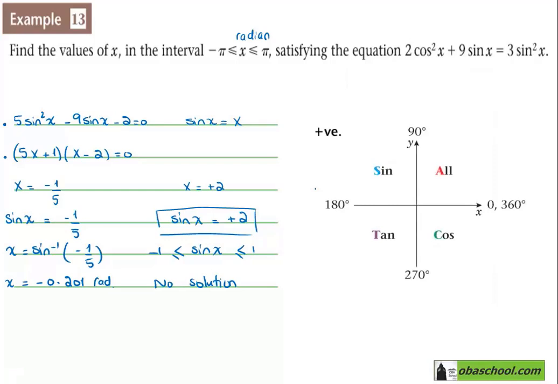Now we need to represent it on the quadrant plane. The first angle is minus 0.201. X is between minus pi and pi. So this is 0. If we move from here clockwise, then this will be minus pi. This is the first part of the angle. The second part is from here, and we move anti-clockwise, and here we have plus pi. So it is a full cycle. The first time you move anti-clockwise in order to reach plus pi. The second time you move clockwise in order to reach minus pi.